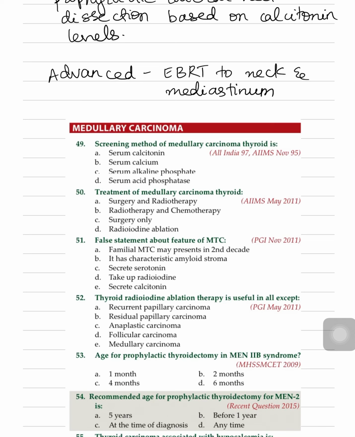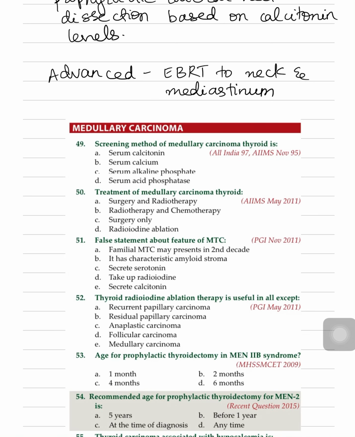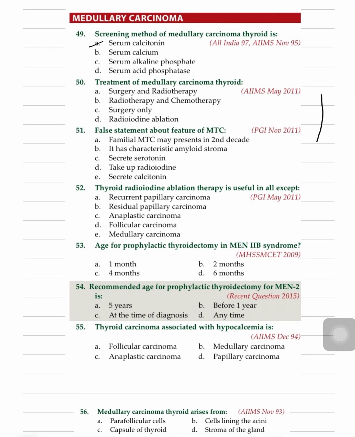The screening method for medullary carcinoma of thyroid: they're asking for the tumor marker. The tumor marker is serum calcitonin. Next, the treatment of medullary carcinoma thyroid, as already told, is surgery with central node dissection. Advanced cases might require external beam radiotherapy, but the first treatment of choice is surgery. The surgery consists of total thyroidectomy with central neck node dissection.